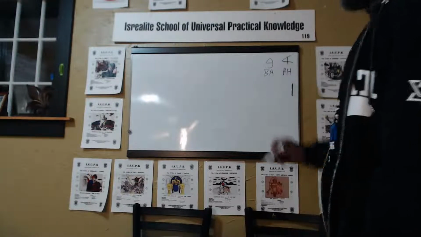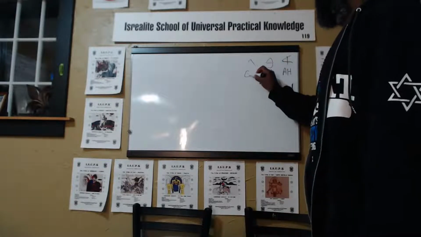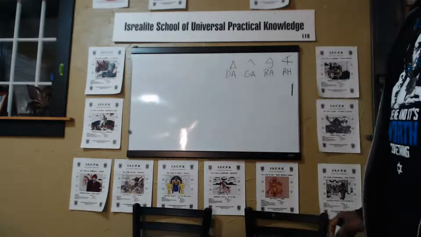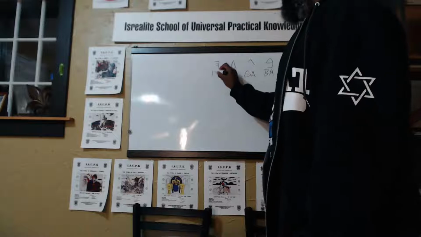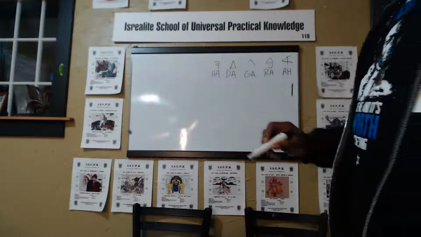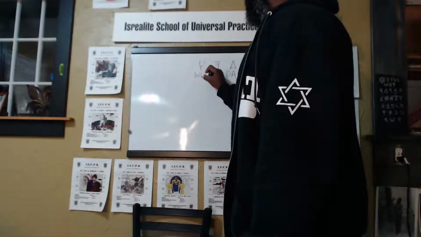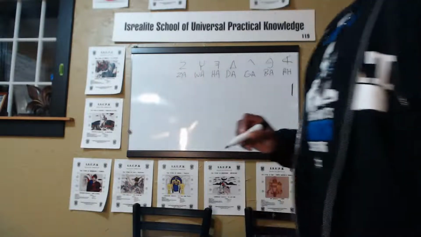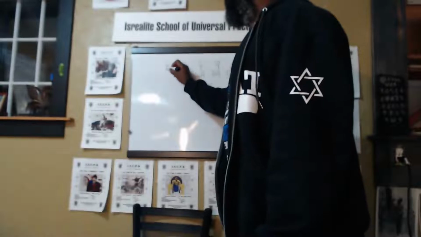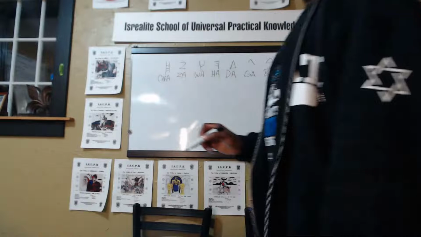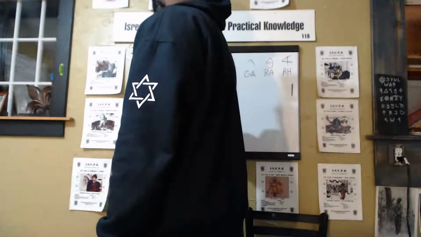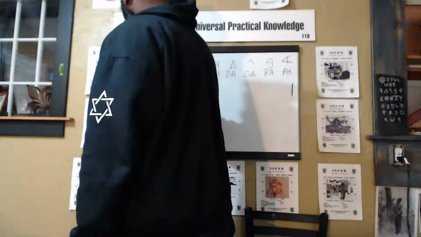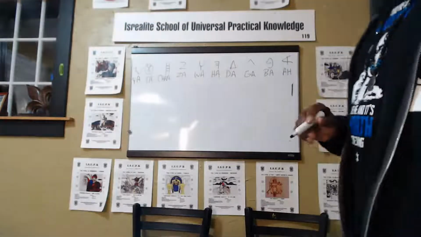This is Ba. Ga. Da. Ha. Wa. Za. Ka. Ta. And Ya. All right, we're going to start on the next line.